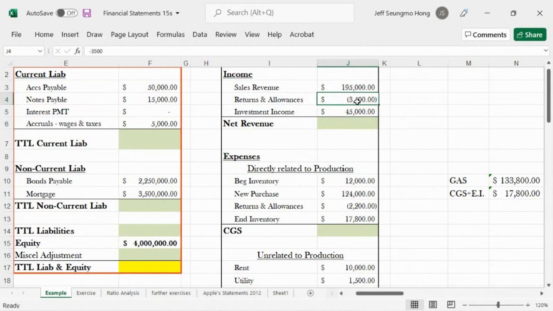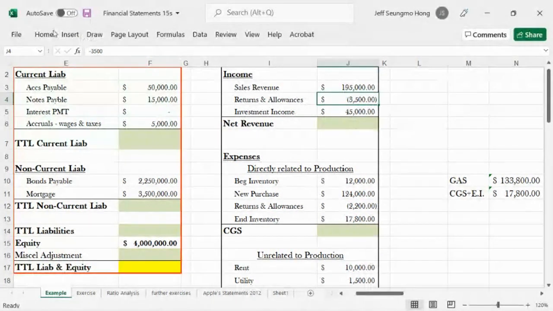So I already put it in negative, right? That parenthesis means negative. I didn't put the parenthesis. As you can see, I put minus 3,500 and automatically Excel puts parenthesis around it. That means it is negative, or cash outflow. That way, I don't have to subtract this.